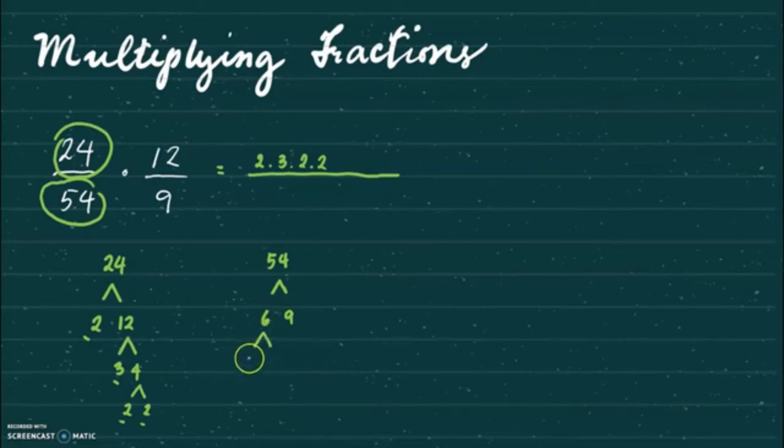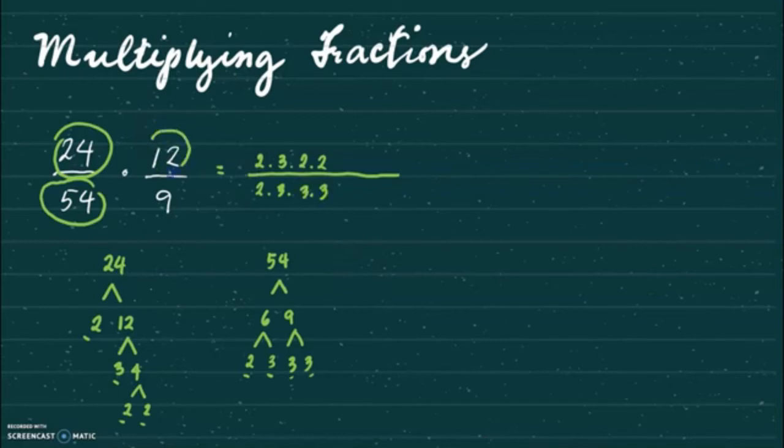So factors of 6, you have 2 and 3. Now 2 is prime and 3 is also prime, so you're done with 6. Now let's go to 9. Factors of 9, we only have 3 and 3. Now 3 is already prime. So we are done with the prime factors of 54. Let's write them down: 2 times 3 times 3 times 3.